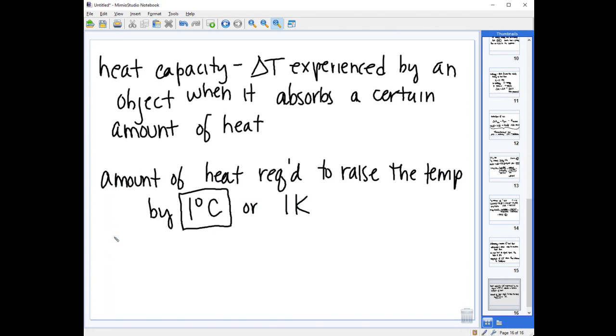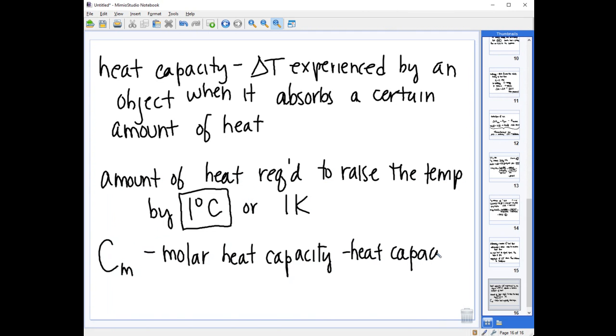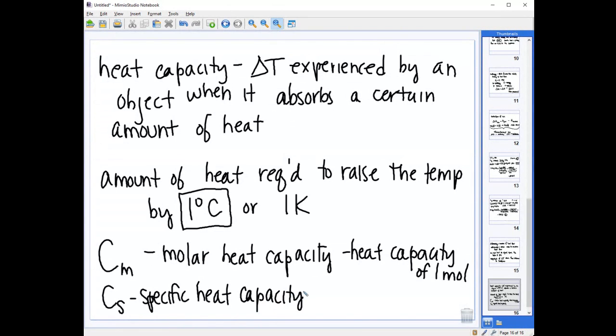And we represent heat capacity with a capital C. And so we can have C sub M, which is our molar heat capacity. So this is the amount for an entire mole of a substance. Okay, so that is the heat capacity of 1 mole. Or we can have the specific heat capacity, which is the heat capacity of 1 gram.